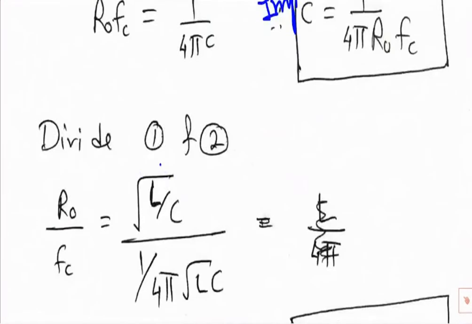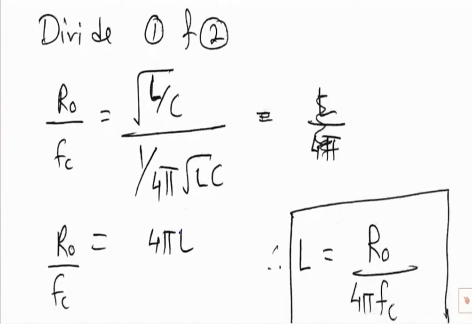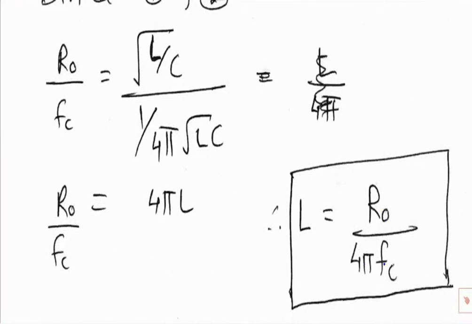Then if we divide equation 1 by 2, we can get the value of L. Here under root C cancels out, under root L into under root L becomes L, and 4 pi also comes in the numerator. So L comes out as R naught upon 4 pi Fc. Again, this is important. You should remember the formula.